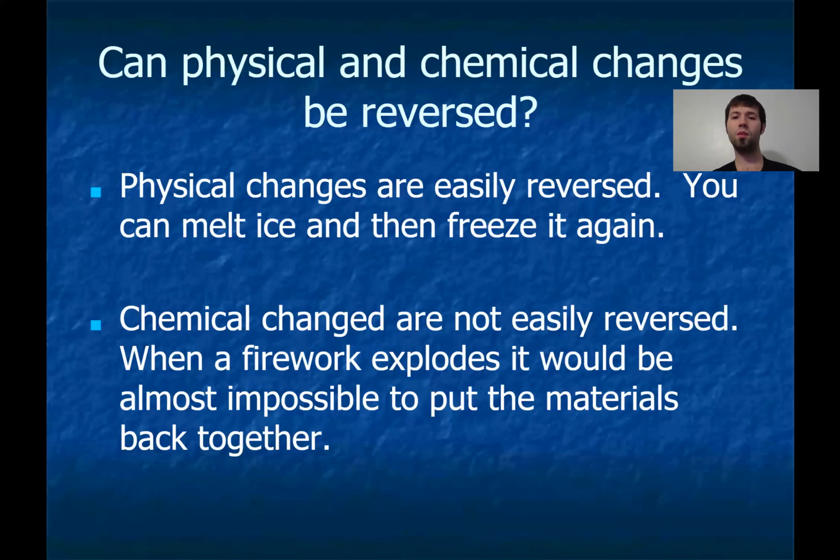Can chemical and physical changes be reversed? Physical changes are easily reversed. For example, you can melt ice and then freeze it again. You can start with an ice cube, melt it, evaporate it, and if you catch all the water vapor, you can condense it back into water and then refreeze it.